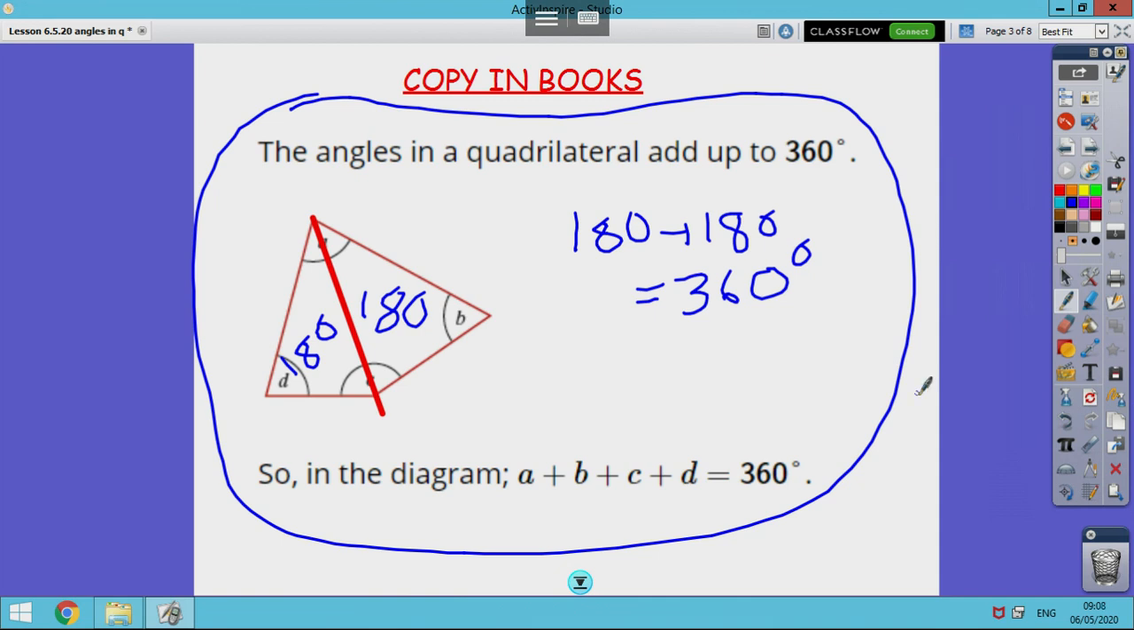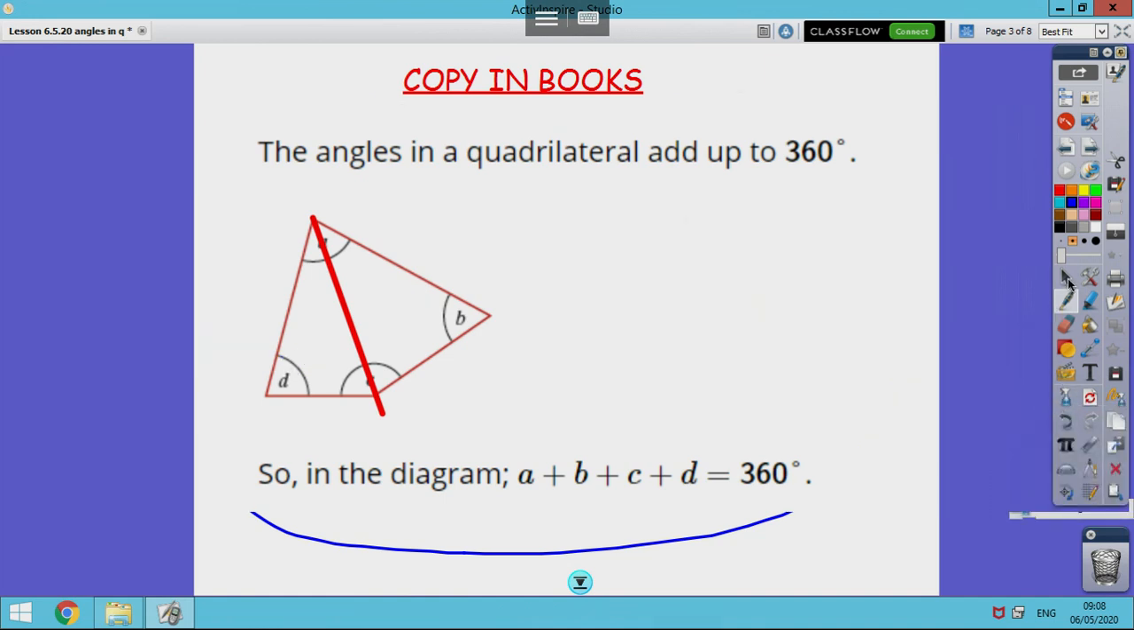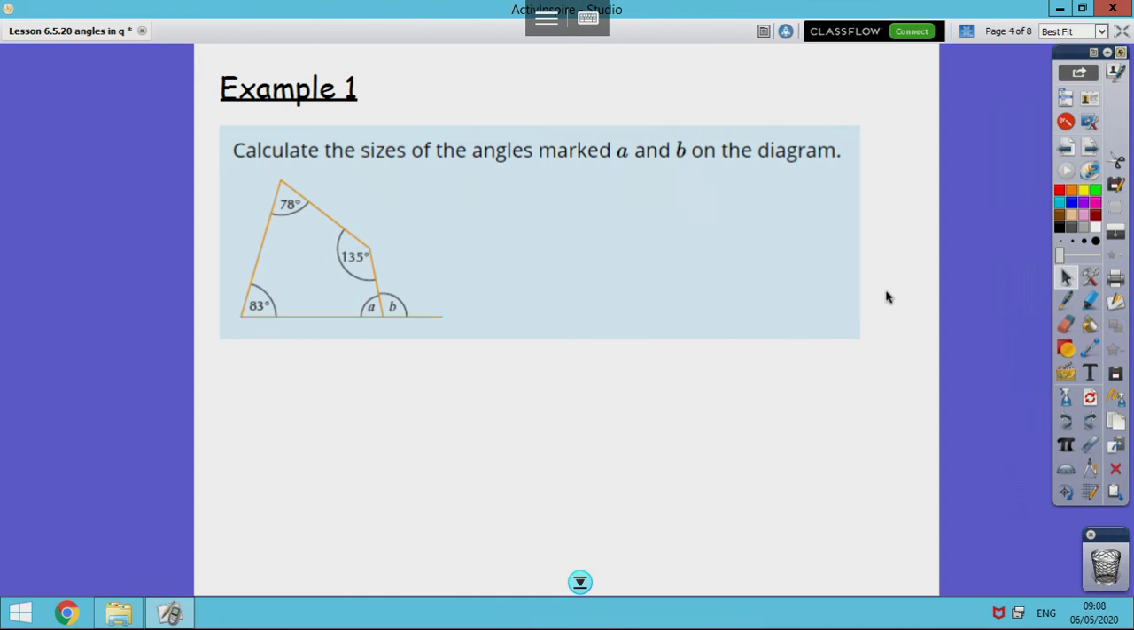So if I just get rid of some of that. So those 4 angles there, A, B, C and D, have to add together to make 360 degrees, always. So here's your first example here. So example number 1, you will need to draw the quadrilateral there.